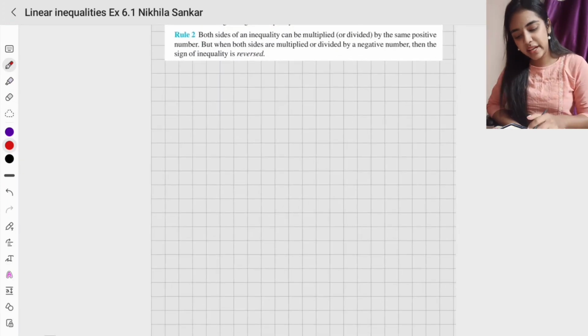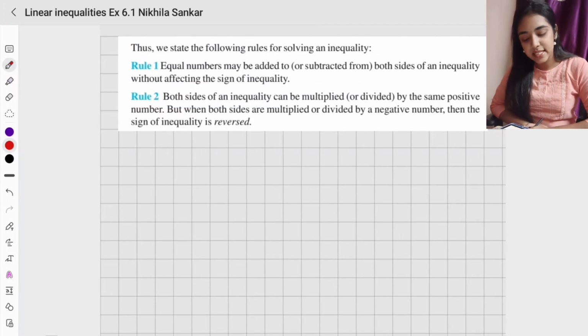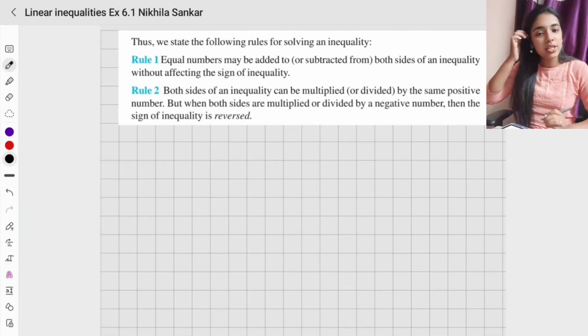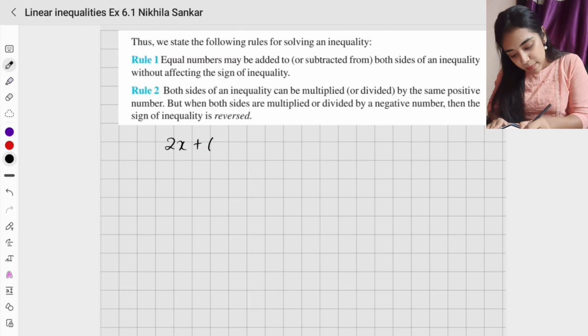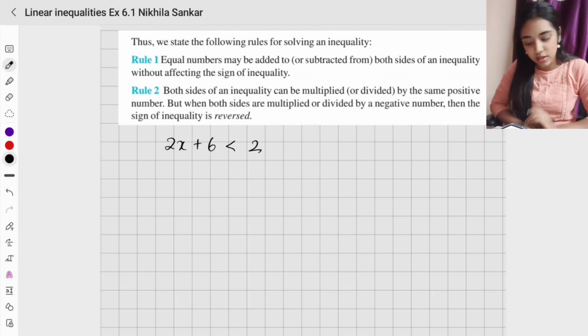Okay, next we have two different rules. What rules are there? Rule 1 is that equal numbers can be added or subtracted without affecting the sign. What does that mean? For explanation I'll give you an example. If we have 2x plus 6 less than 2, there is an equation like this. So what am I doing?